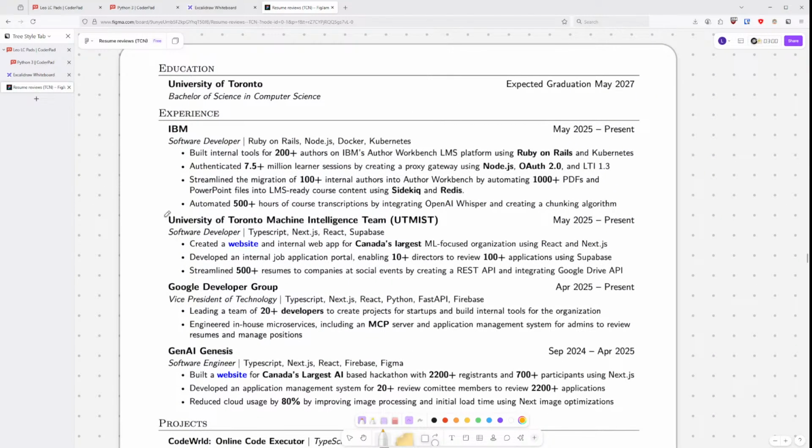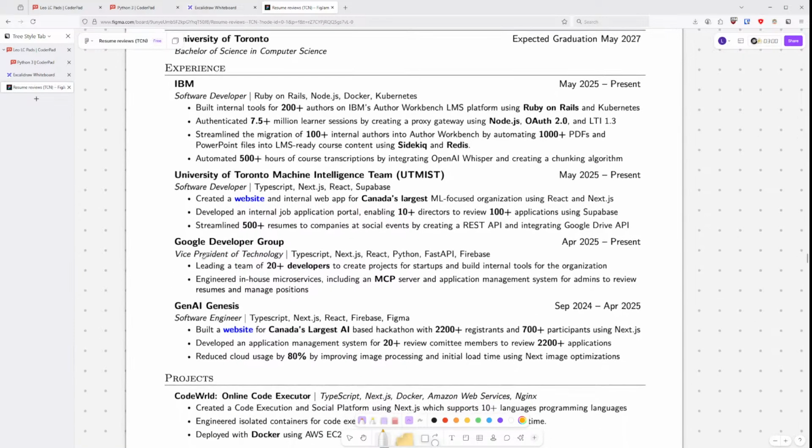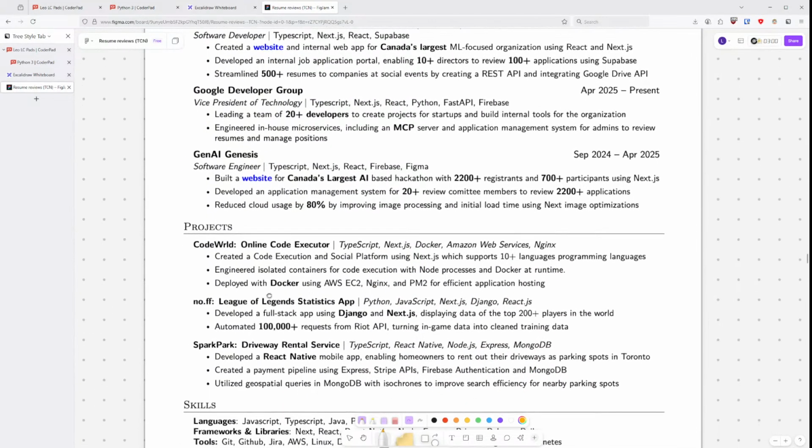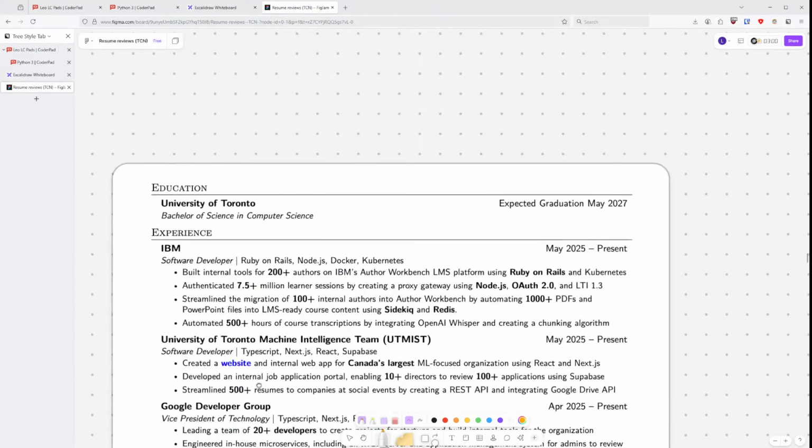Oh, here. Wait, where's your student position? Google Developer Group. Create website. Projects. I can't tell what you're talking about. Where is it? Anyways, IBM. Bullets on IBM. All right, bullets on IBM.